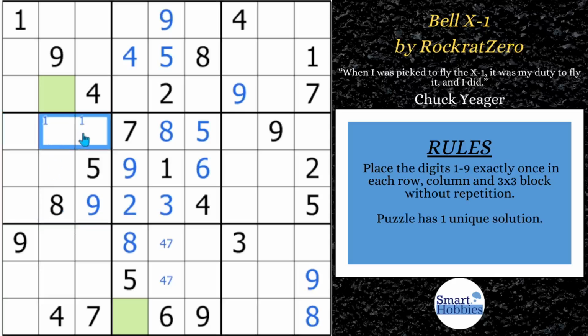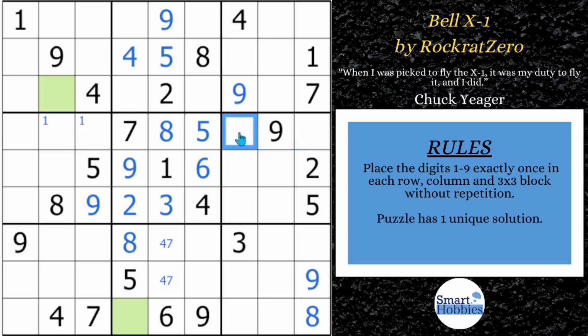Since these 1s are also in the same row as well as the column, they're a pointing pair, which means a 1 has to be in one of these spots to satisfy the block. So a 1 can't be anywhere else along this row. So it can't be in either one of those two spots.